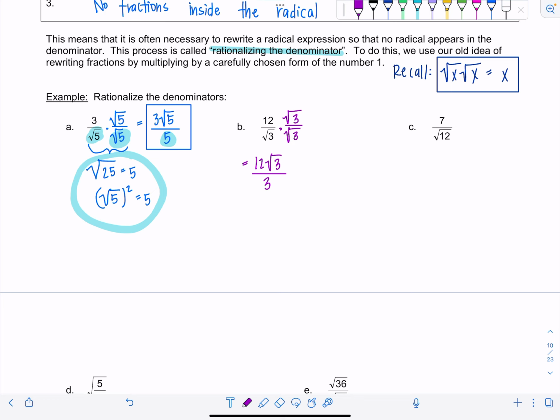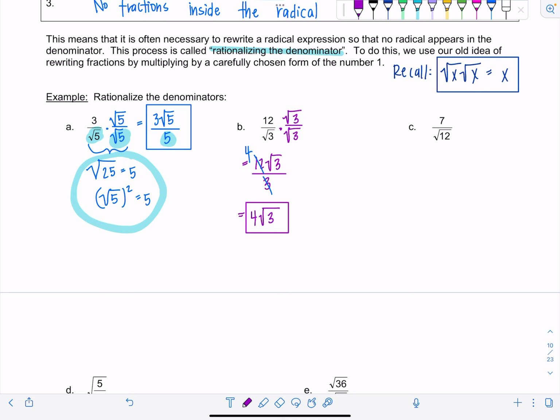Whoa, before you box it, notice you can simplify. 12 divided by 3 gives me a 4. So we have 4 radical 3. I could simplify that 12 and 3 because they're both not under the radical. You can't reduce or cancel fractions if one of the constants is under the radical and the other one isn't, okay? Good.